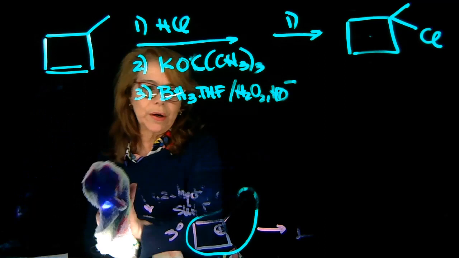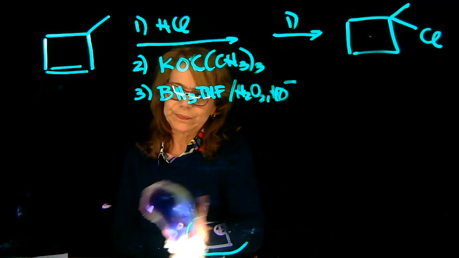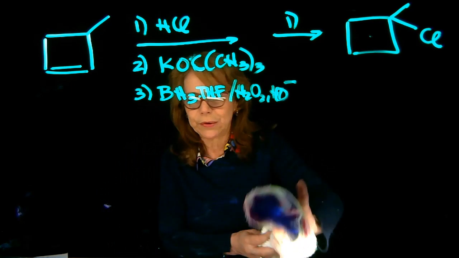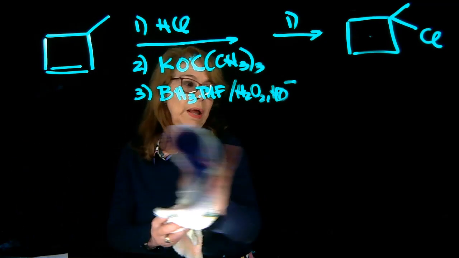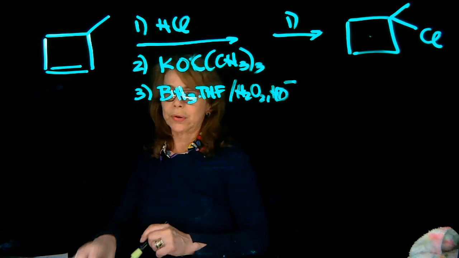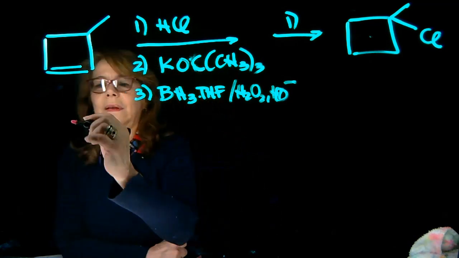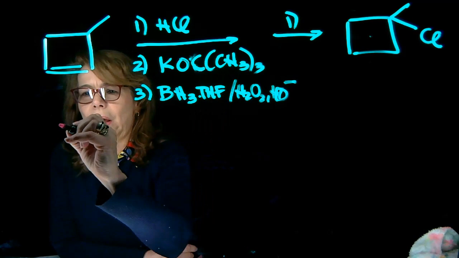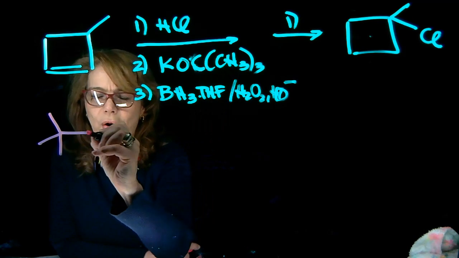Now I'm going to work with the second reaction. So what we have here, we need to analyze the reagent. And I'm going to redraw the structure of that. So what is this? This is potassium tert-butoxide, which you can draw this way.